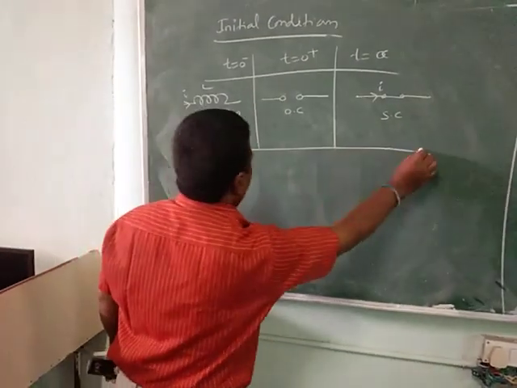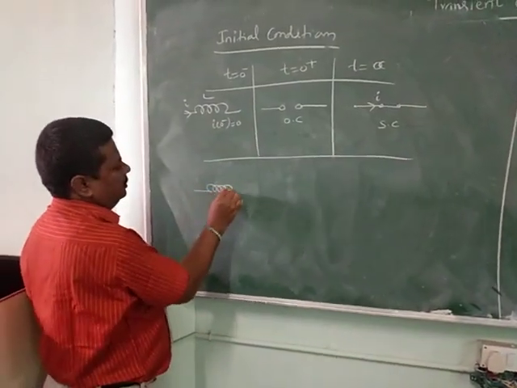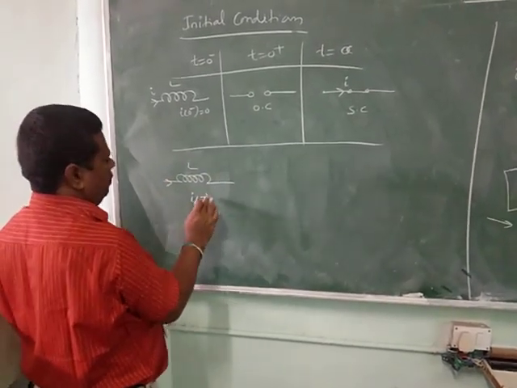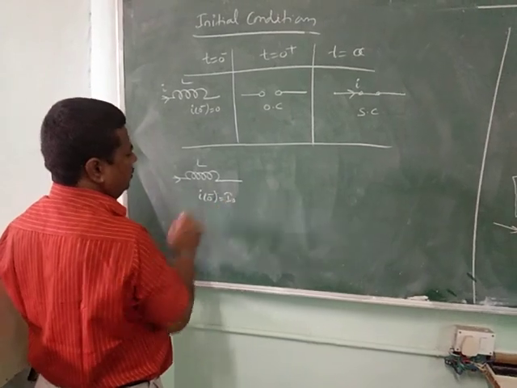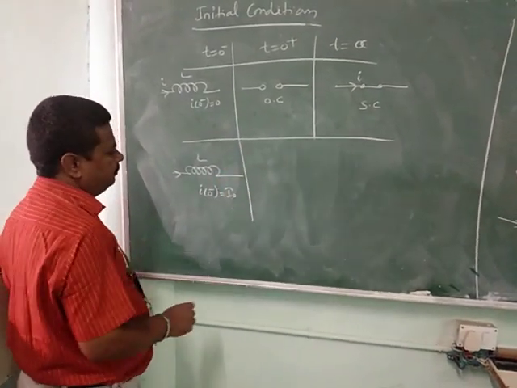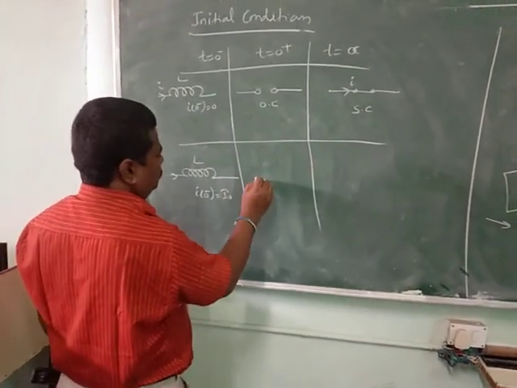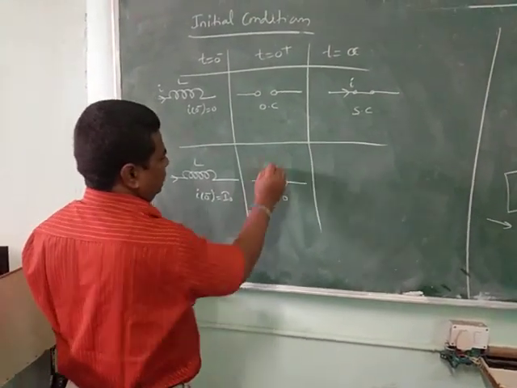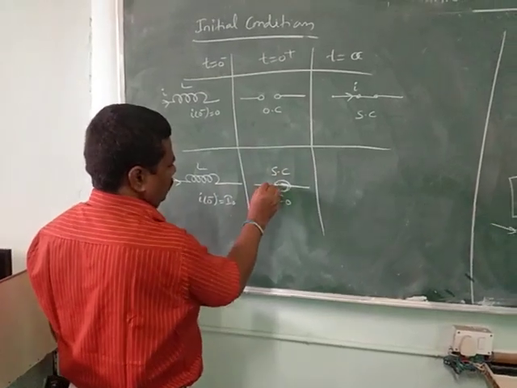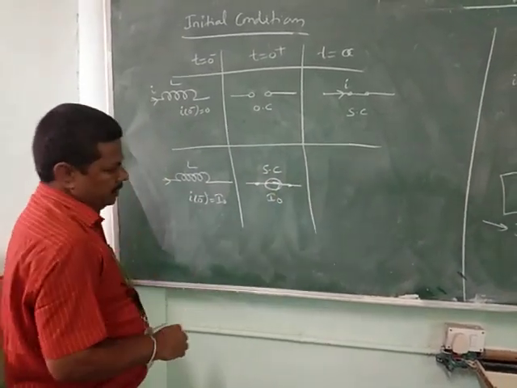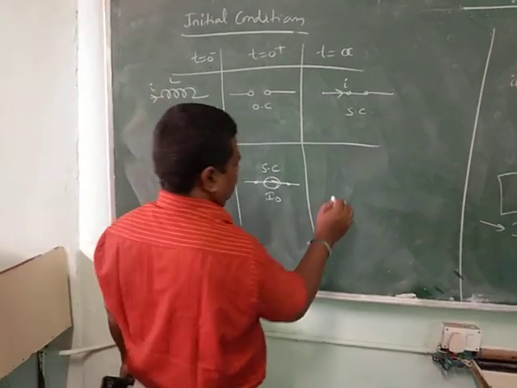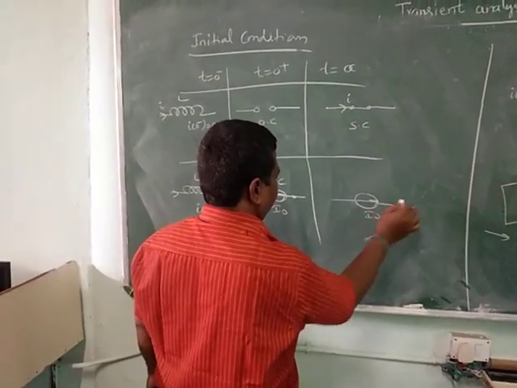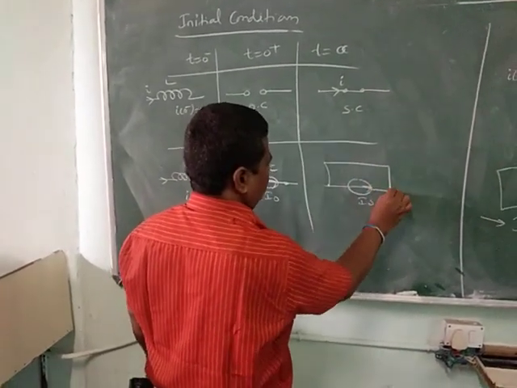Similarly, suppose the inductor has some I of 0 minus equal to some I naught. There is some current. Now at t is equal to 0 plus, it behaves like a short circuit. How much current? I naught of current. Coming to t is equal to infinity, the same I naught of current, and it also behaves like a short circuit.